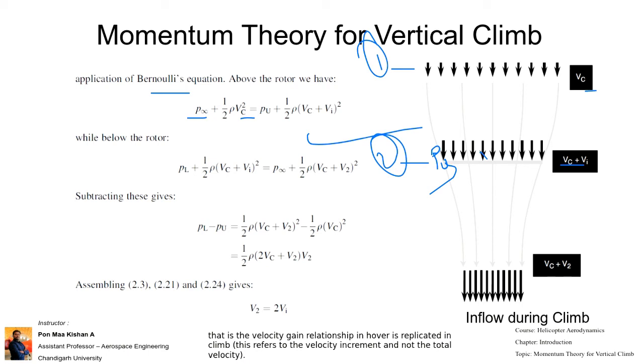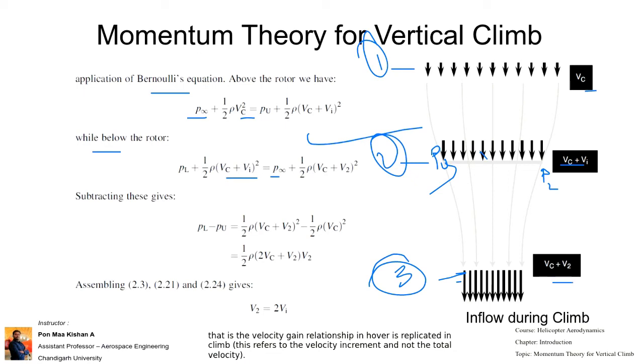While the same will be taken for section 2 and section 3. Section 3 is the exit. Whereas in section 2, the lower part will be considered with the pressure P lower. So pressure at lower plus half rho (Vc plus Vi) whole square, the velocity. At the exit, P infinity again, it will be the atmospheric pressure, that is P infinity, plus half rho (Vc plus V2) whole square. That is the exit velocity.